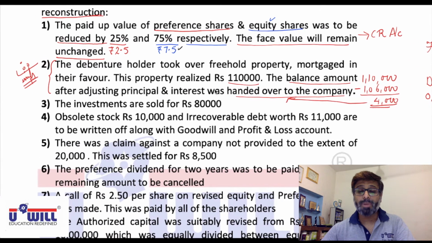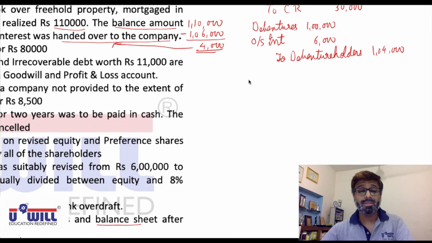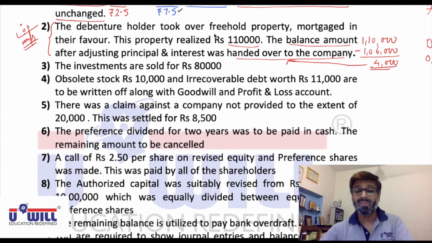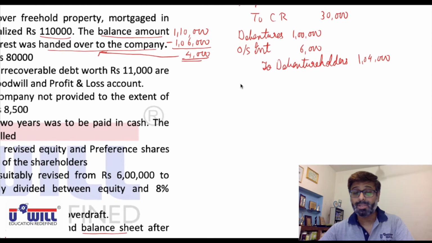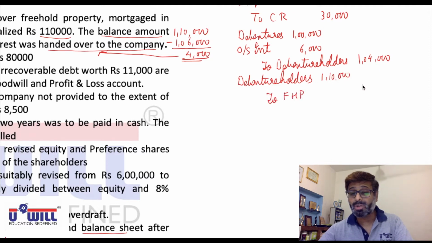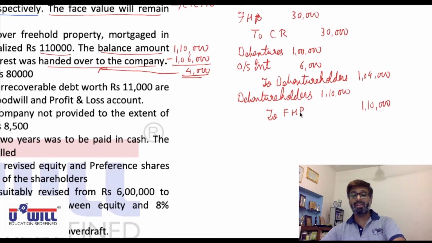Now, we gave this property of 1,10,000 to debenture holders. As it is given, the debenture holders took over freehold property mortgaged in their favor, and the property realized 1,10,000. So, debenture holders are the receiver. Debit the receiver. Debenture holders account debit 1,10,000. We are giving them property of 1,10,000. Freehold property goes out. Credit what goes out. To freehold property 1,10,000. This entry we will pass for giving them the freehold property.